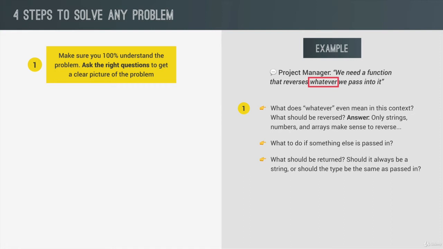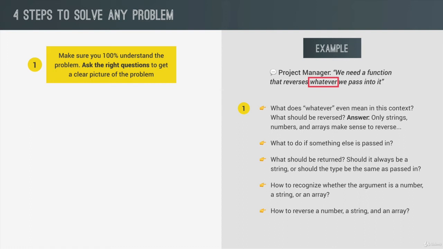Also, we can start to ask more solution-oriented questions, like how to recognize whether the argument is a number, a string, or an array, or how to actually reverse a number, a string, and an array. So these are just some of the questions that we can ask here. I'm sure there are more, but this should already give us a way more clear picture of this problem. Now, right now, at the beginning of your journey, you will probably not yet know what the right questions actually are. But don't worry, this will come with time and practice, I promise.